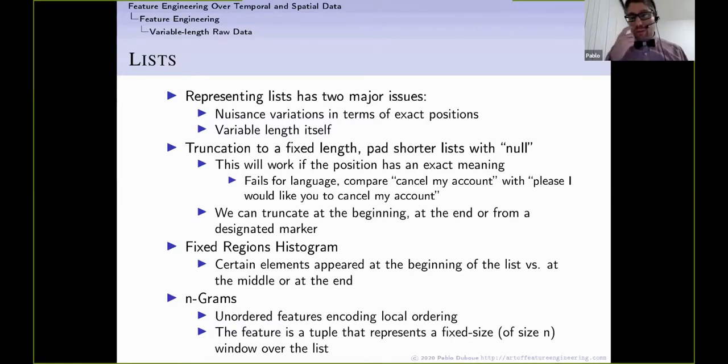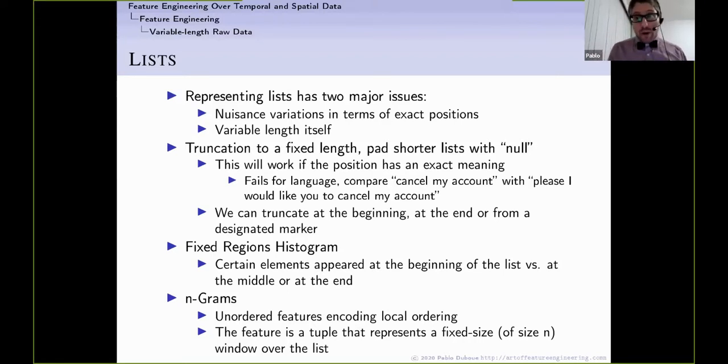But for example, you can say, well, I identify that "please, I would like you to" is not important, so I drop it, and then you end up having the two. Other techniques involve using a fixed region histogram. Yes, so you say, I know these elements appear at the beginning of the list versus this appears in the middle versus this appears at the end.